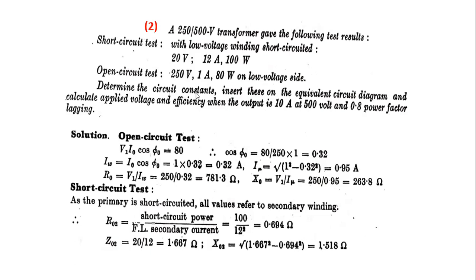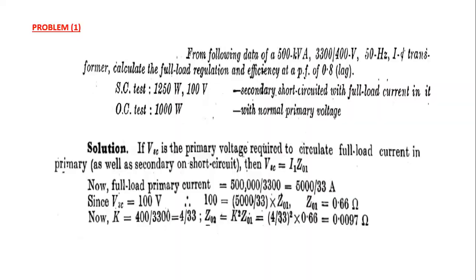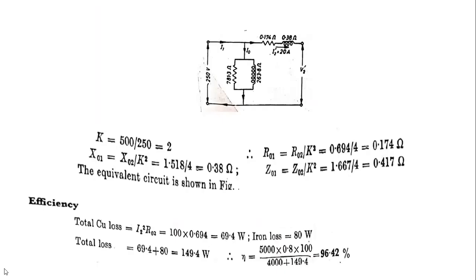Determine the circuit constants, draw them on the equivalent circuit diagram, and calculate the applied voltage and efficiency when the output is 10 amperes, 500 volts, and 0.8 power factor lagging. First of all, we calculate the equivalent circuit parameters of a transformer.